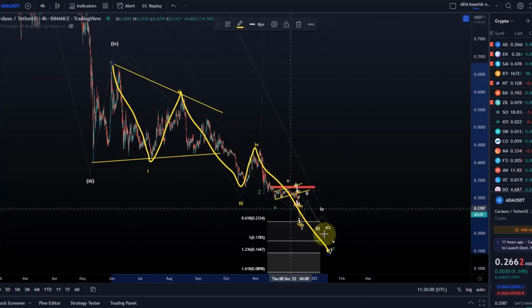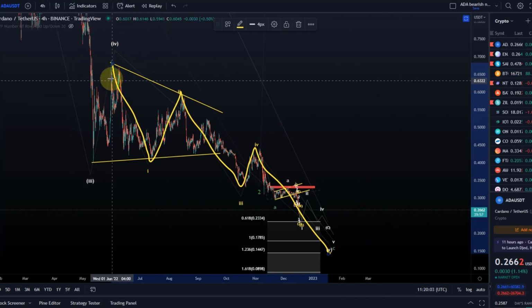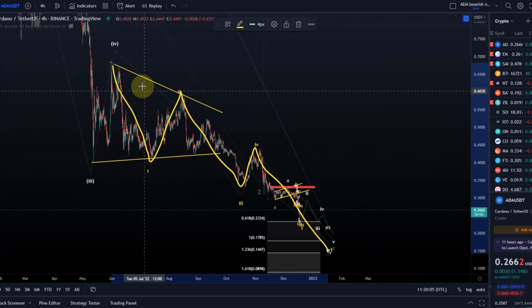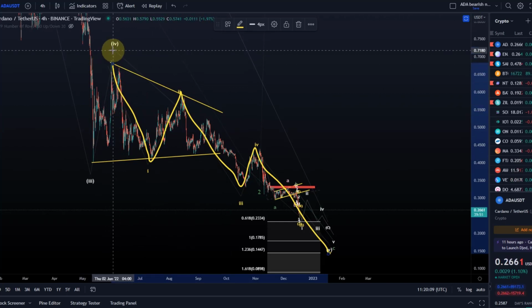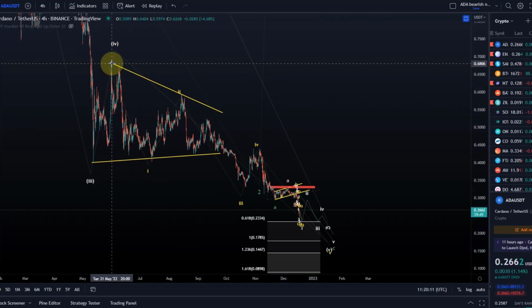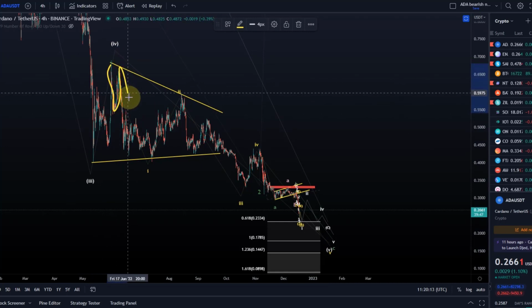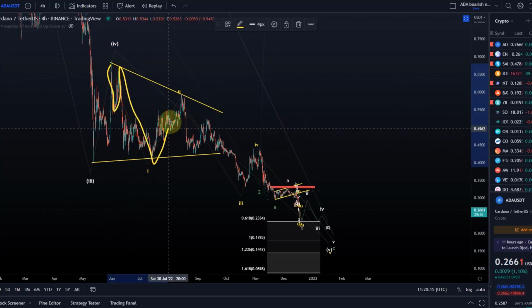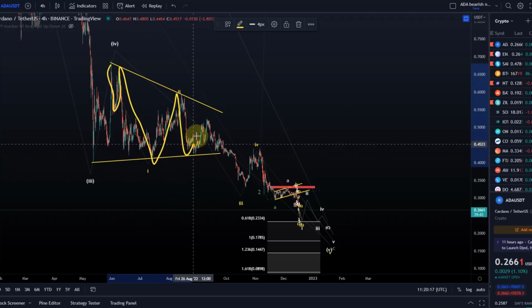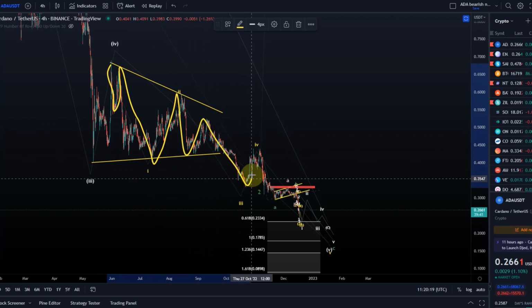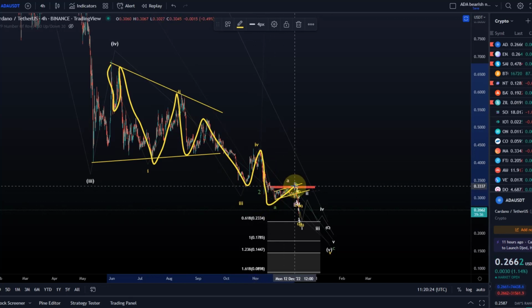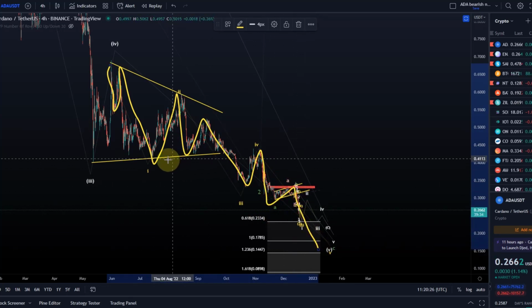By the way, in this particular diagonal, each of the subwaves can be counted as an ABC. Okay, so we had here, let me show you, in wave 1, A, B, C. Wave 2 is an ABC anyway. Wave 3, A, B, C. Wave 4 was an ABC, and then wave 5 as well: A, B, and we're now in the C wave.